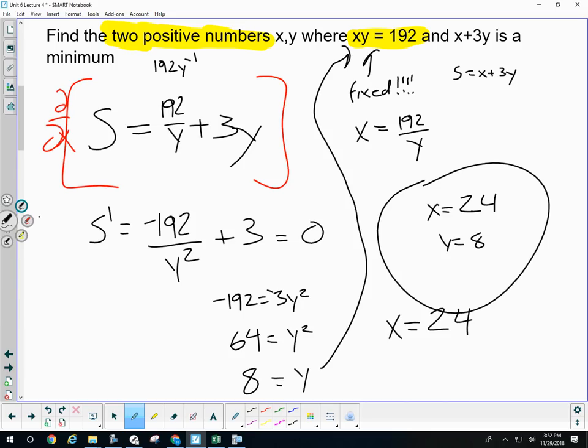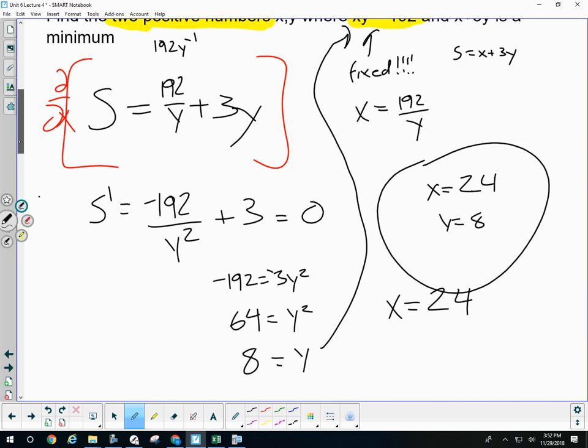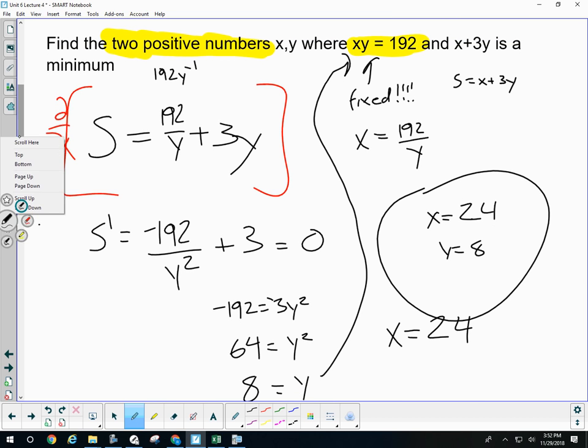Okay? Using calculus, not using guess and check. Pretty cool. You can't write this. No, you'd have to literally do like a table of x, y's, and then a table of x plus 3y's. And you'd have to look at that table. Yes, Miss Lee?